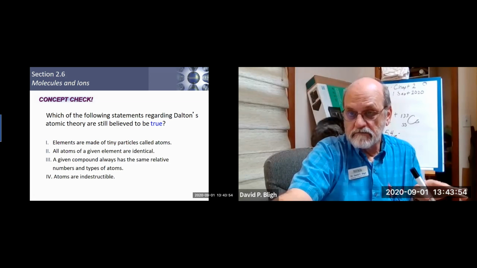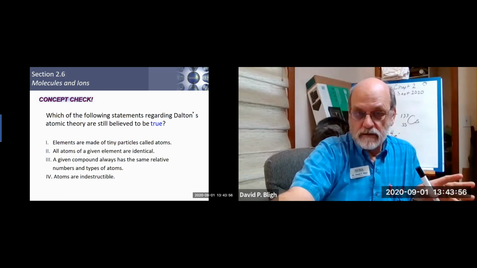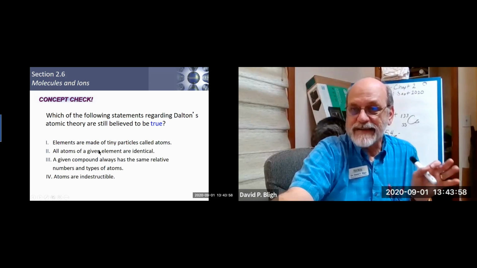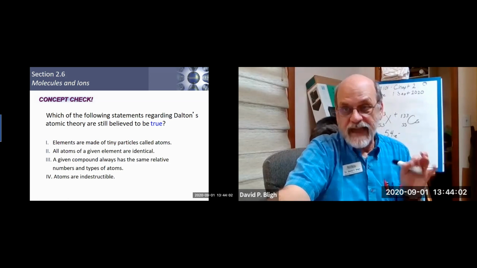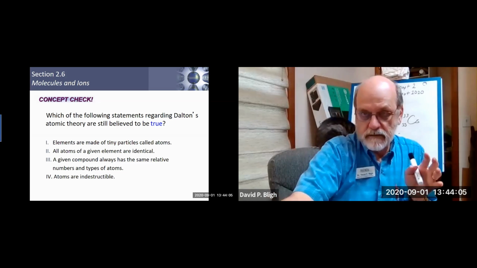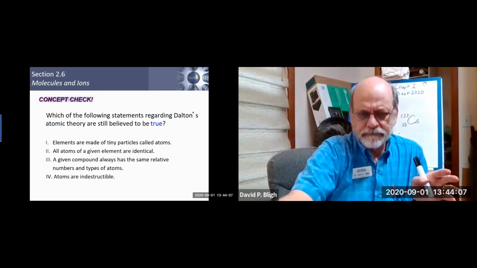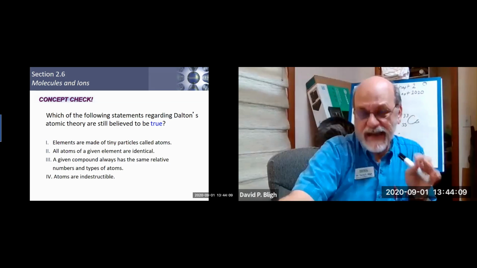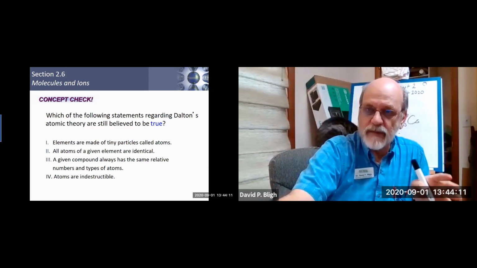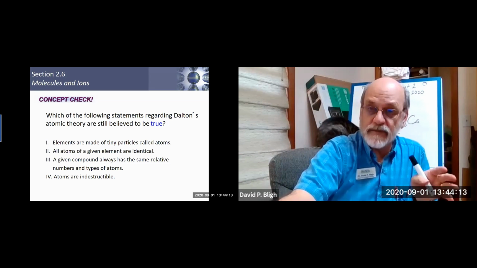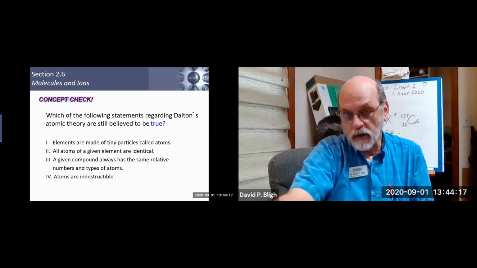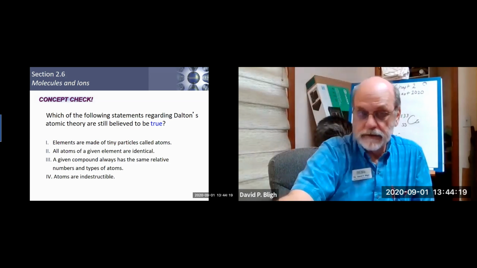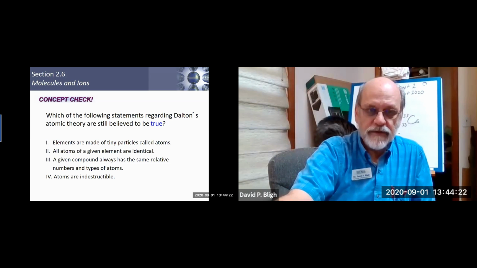All atoms of a given element are identical. No, they're not. Why are they not identical? Because of isotopes. Now, they behave chemically very similar, but they're not identical because some atoms of the element have more neutrons than others, or fewer neutrons than others.